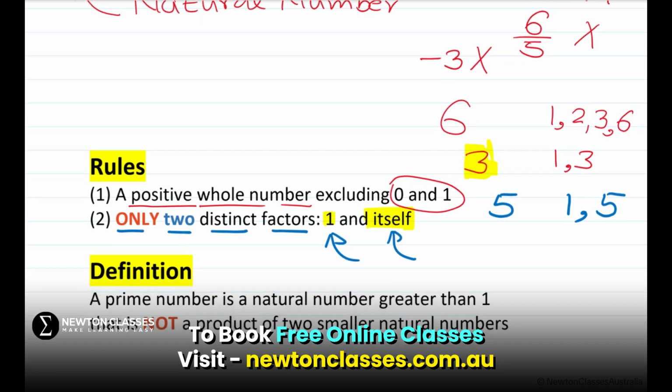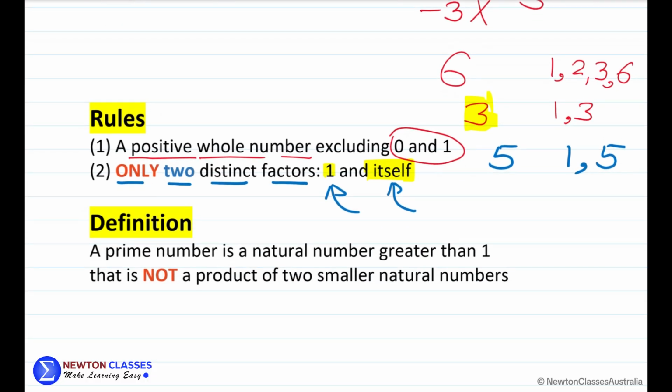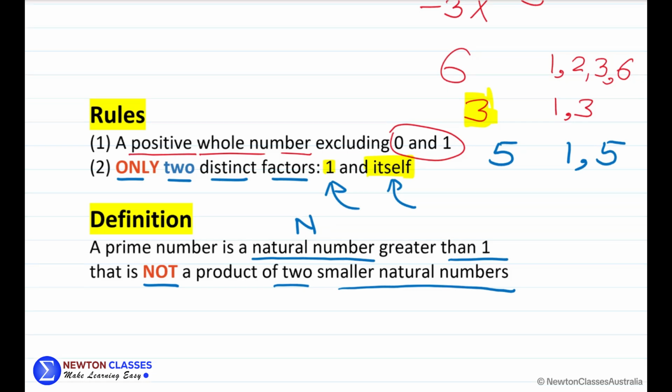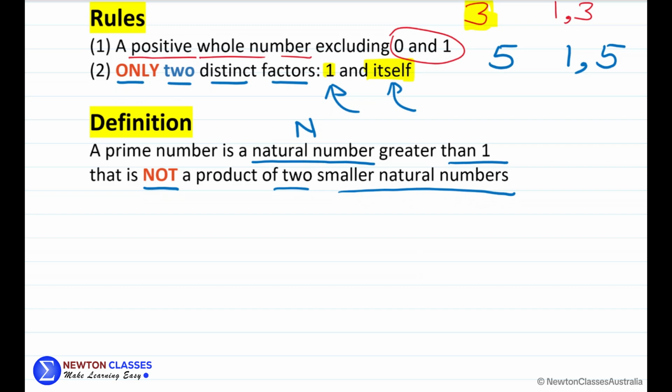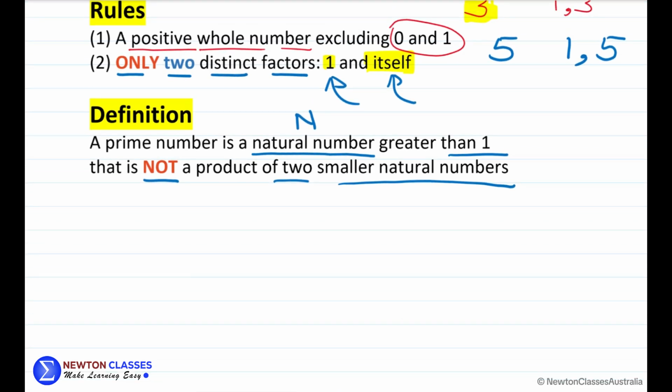So let us see the definition. It is pretty simple. A prime number is a natural number greater than 1. It means we have to consider from 2, 3, 4, 5 in ascending order, which is not a product of two smaller natural numbers. So you cannot have more than two factors. Let us take some examples and see how we get a list of numbers which could be prime.